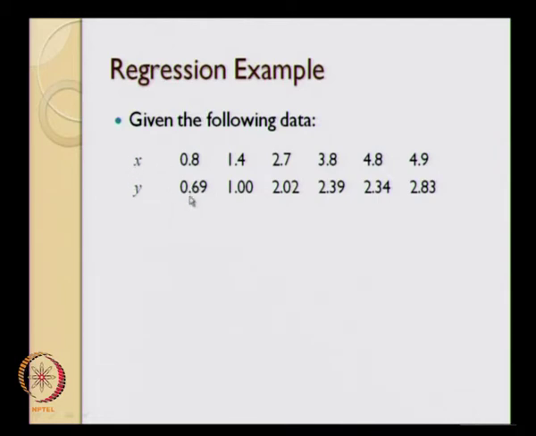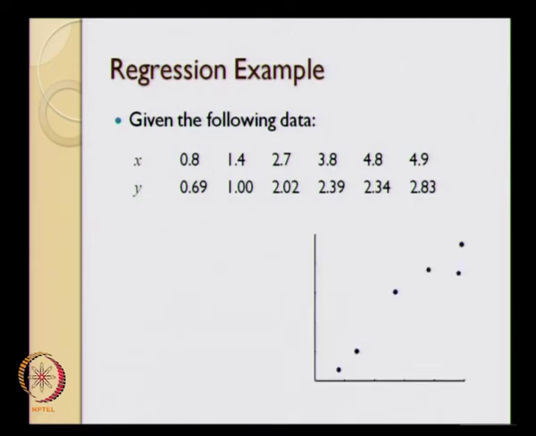For example, one example could be how the rainfall in the city of Chennai relates to the temperature, or to the relative humidity and temperature and things like that. So we have an independent variable x, a dependent variable y, and we want to find a functional relationship between x and y. That is what regression is going to be about.